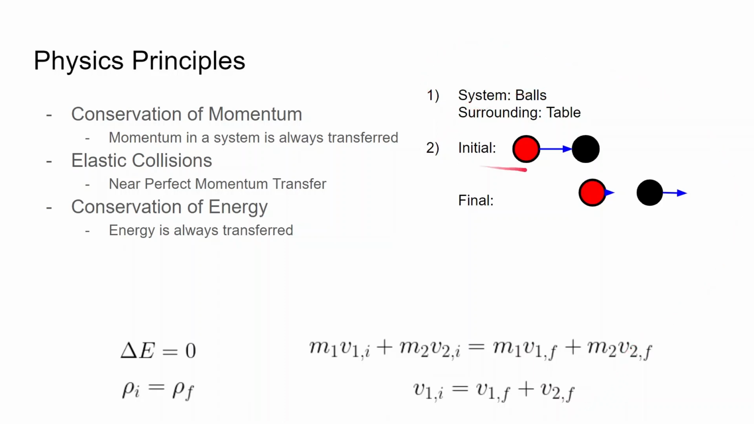This is a small diagram of before and after the collision. All the velocity vector is in the red ball. After the collision, there is a tiny amount of velocity left in the red ball, and most of it is transferred to the black ball.